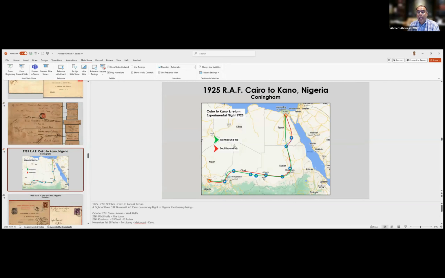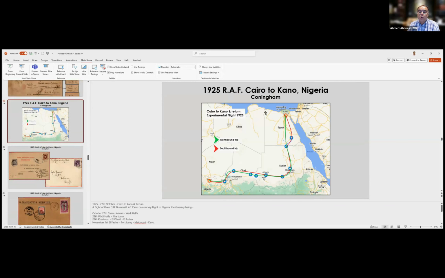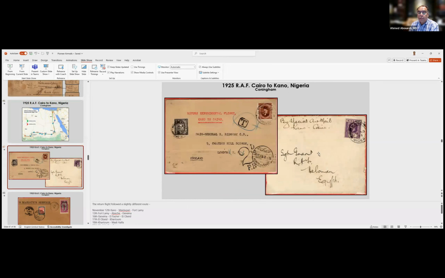Very interesting, but I actually grew up in Kano, Nigeria. My father was an architect there, and so it was very interesting finding these pioneer flights. This was by Captain Cunningham, flying from Cairo through Sudan, and then cutting across westwards to Maiduguri in the northeastern part of Nigeria, and then to Kano, which was the capital of the north. And these two covers are actually return covers, even though they had King Fuad's stamp here, sent back.